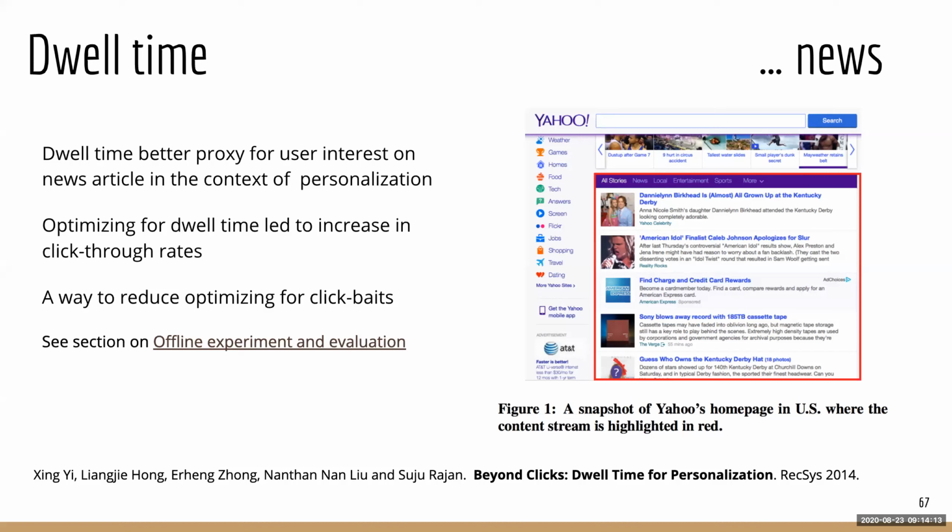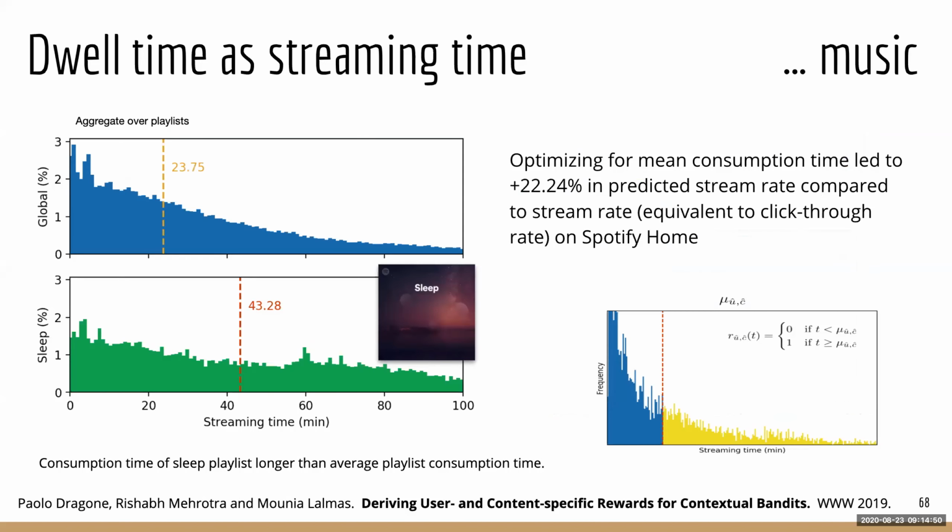Continuing, dwell time has been shown to be a good proxy of user interest in the context of news. It has actually been shown to increase click-through rate because it reduced what we call clickbait, content that is made just to get a click, but the user bounces back. I'm not saying too much about this because Yongjin will talk about it later, because the interesting part is how do you optimize this? It was identified as a good metric to look into, and the next step is how to make it work.